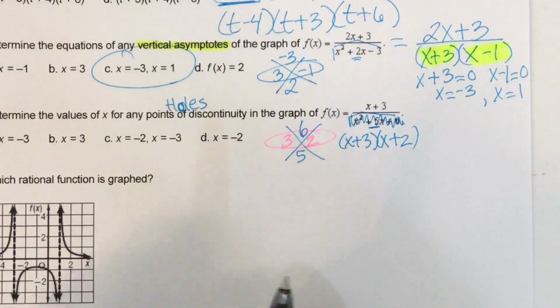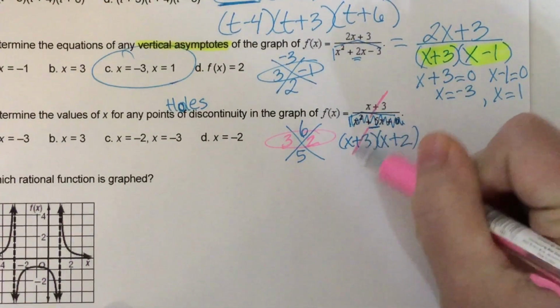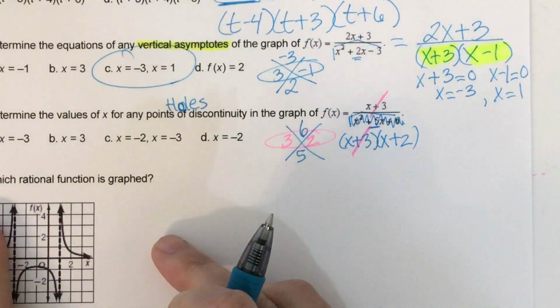Okay, at this point, do you see anything that can cross out? The x plus 3's can. The x plus 3 on top can cancel with the x plus 3 on bottom. And so that's what makes a hole.